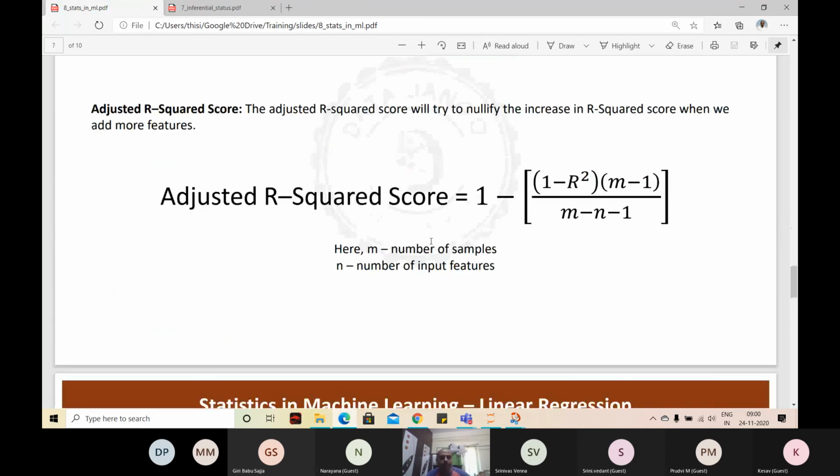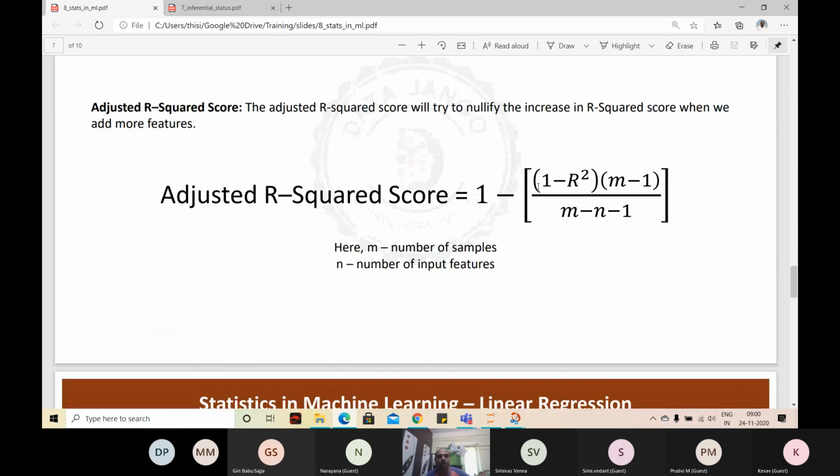So to nullify that, the formula is mathematically modified a little bit: 1 minus (1 minus R square) times (M minus 1), divided by (M minus N minus 1), where N is the number of features. With the number of features increasing, what will happen? The denominator decreases. M is the number of records, say 100 records. Suppose there are 100 records and 10 features. You included 10 more features, so this became 20. That means 100 minus 20 minus 1. The denominator is going to reduce.